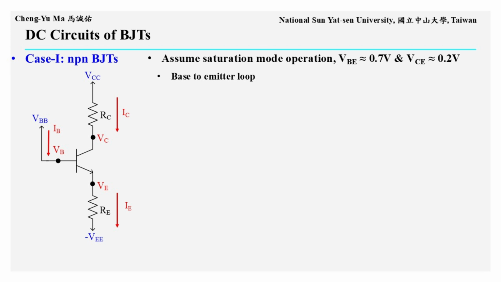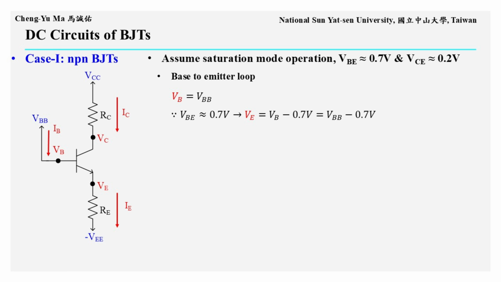Now let's return to the case 1 circuit using an NPN BJT. If the result from the initial active mode assumption gives VCE not greater than 0.3 volts, then we must reassume that the BJT operates in saturation mode. In this case, VBE is still approximately 0.7 volts, and VCE is approximated as 0.2 volts. We again start from the base to emitter current path.